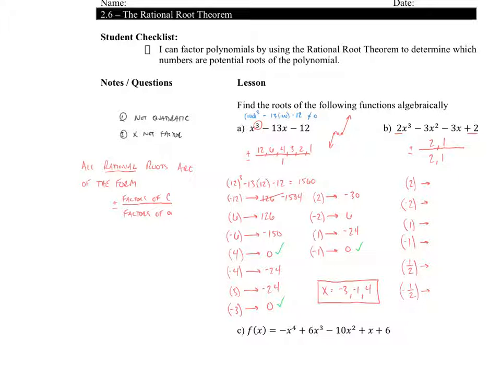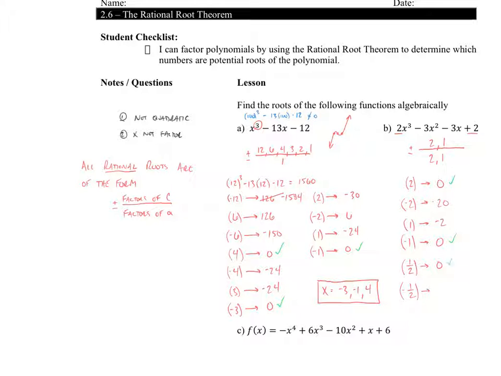If I test 2, I get a 0 automatically. That's great. Found one of them. If I test negative 2, that's negative 20. If I test 1, that's negative 2. If I test negative 1, that's a 0. If I test 1/2, that's a 0.